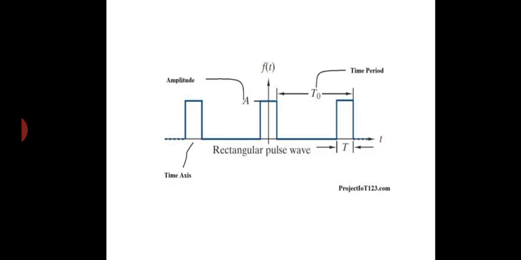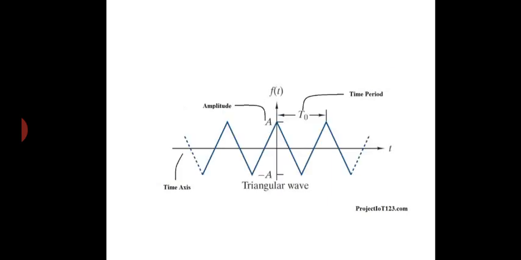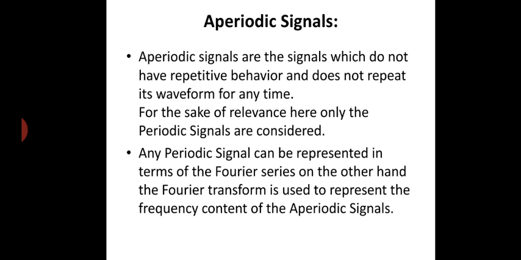For that you can have a square wave, a rectangular pulse wave, a sawtooth wave. These signals are all repeating after a particular time period, T naught. So this type of signal we call a periodic signal. For the triangular wave also, the signal will repeat after a particular period, so that is a periodic signal. Then next comes the aperiodic signal.